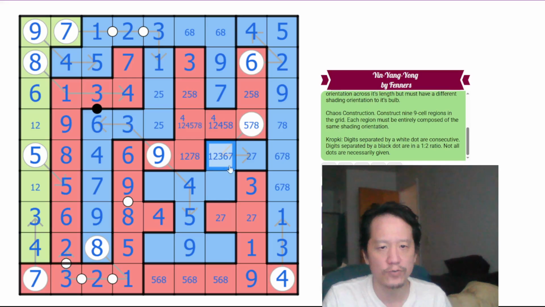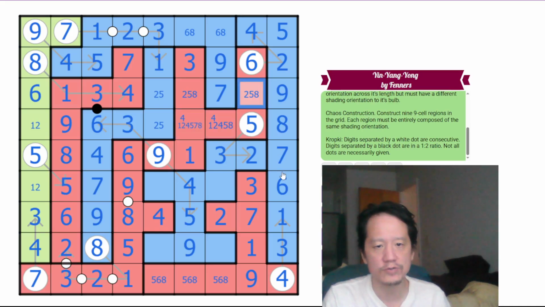This can't be 4. Can't be 6 here. Can't be 8 here, so this is 7, which makes that 8, which makes that a 6. This 7 eliminates that 7, so this is 2, which makes that 7, which makes that 2. This can't be 2 and 1. It can't be 7. It has to be 3, which makes this a 5. And that forces this to be 1.